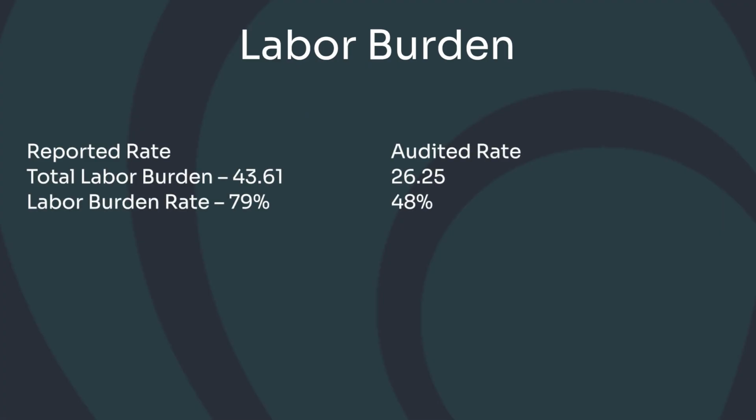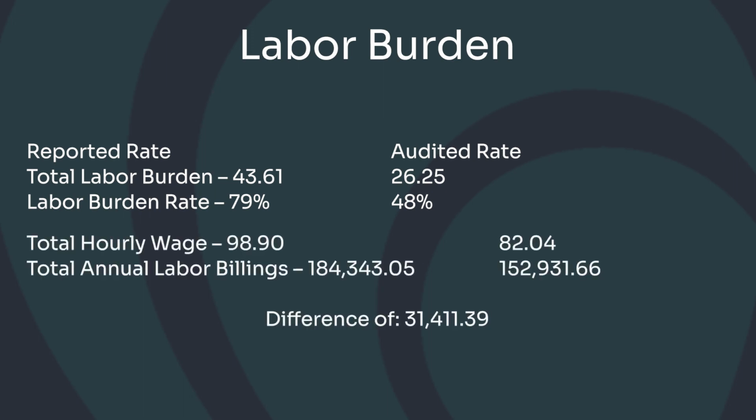As we can see here at the bottom, just from this quick analysis we've gone over, our labor burden has been reduced from 79% to 48%. When we look at that in terms of dollars, that amounts to an overcharge of over $30,000 per year just for this one employee. There's, of course, also additional scrutiny that could be given to some of the costs that we didn't go over today that might change this number even more. So don't feel like you should be limited to just the specific examples that we touched on today.